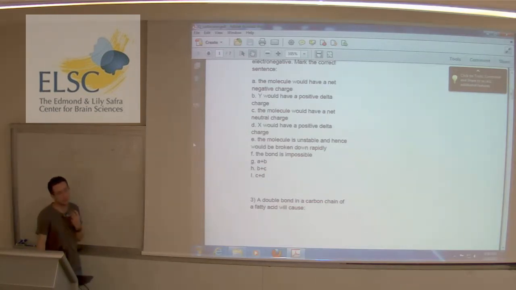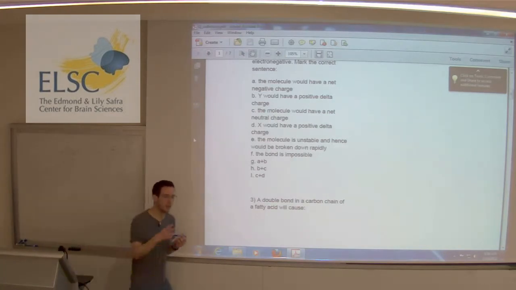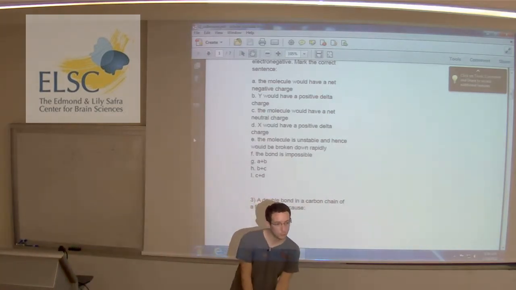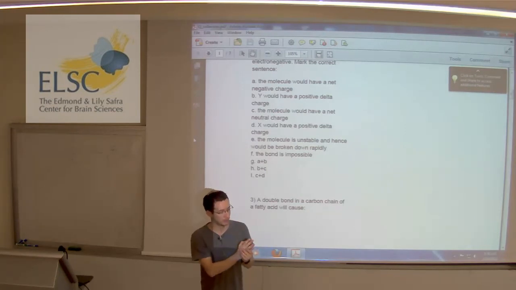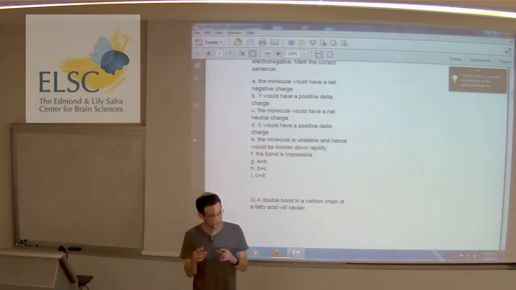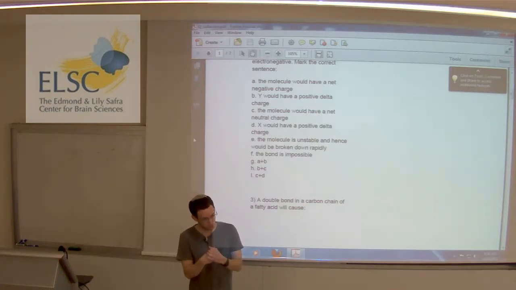You can talk about electronegativity in any covalent bond. Electronegativity is a property of an atom. Each atom has its capacity to pull electrons compared to other atoms. So it's a property of an atom. And then when you link this atom with another atom, it depends. In a covalent bond, yeah, that's true.